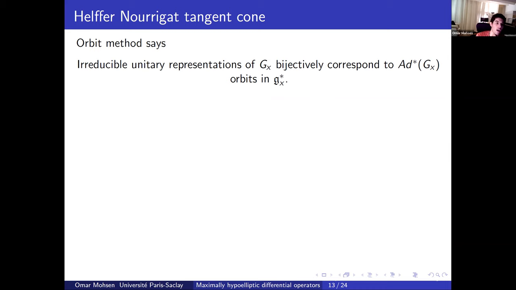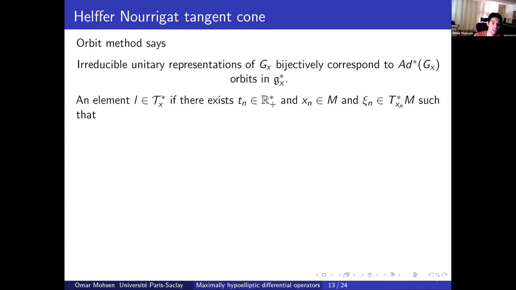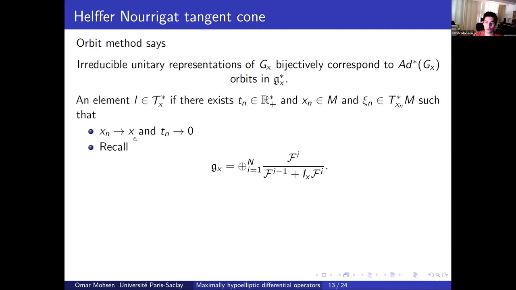So how do you define it? The orbit method tells you that irreducible unitary representations of a group correspond to orbits. So you only define the orbits and then you get the representations. The orbits are a topological definition. I will give it, but it's not very illuminating, but it is what it is. It lets you compute the set. So the condition is that you can find some numbers t_n in R plus, and points ξ_n, such that the points have to converge to your point x, and the t_n has to converge to zero.